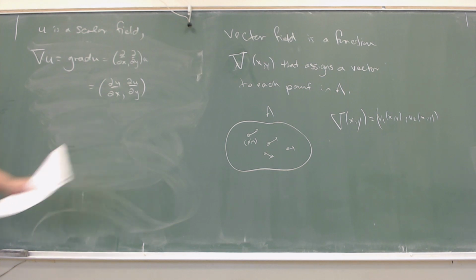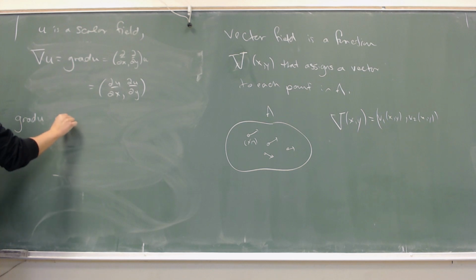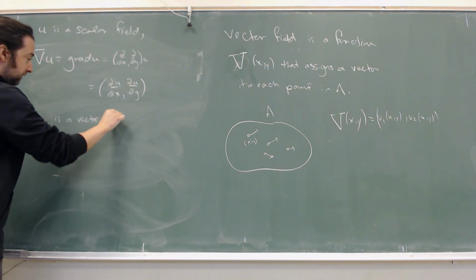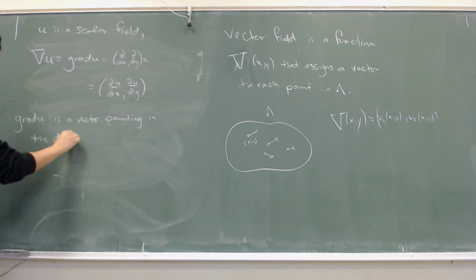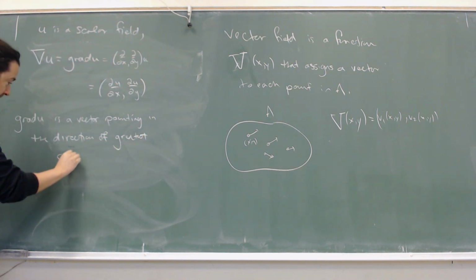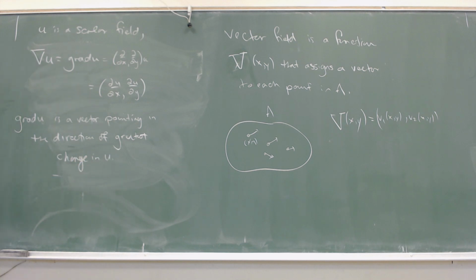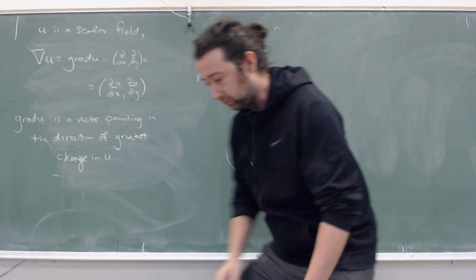So the gradient you could think of as somehow representing a derivative of a scalar field. And what this derivative measures, if you guys remember, is that the gradient of u is a vector pointing in the direction of greatest change in U. I'll clarify what I mean by that in a second. It's going to take a picture to do this. I should get my color chalk up here.